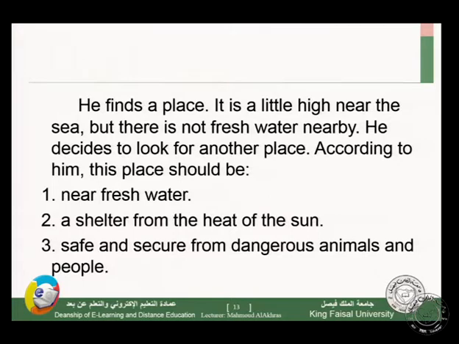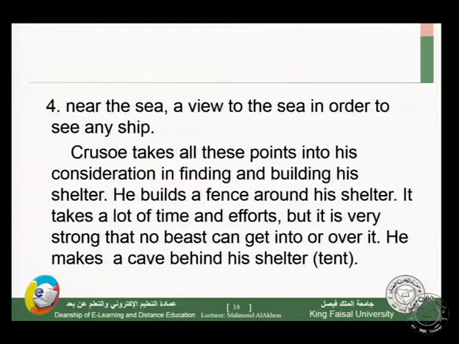The third condition, it must be safe and secure from dangerous animals and people. The fourth one, it must be near the sea in order to see other ships and in order to have a view. You can see a view to the sea in order to see any ship from this position. So it must be near the sea. Crusoe takes all these points and conditions into his consideration in finding and building his shelter.